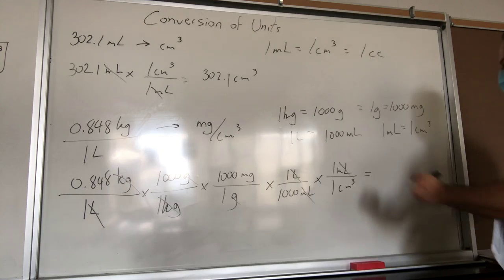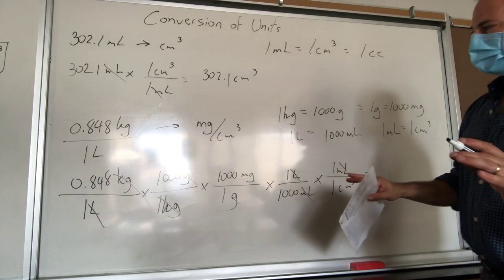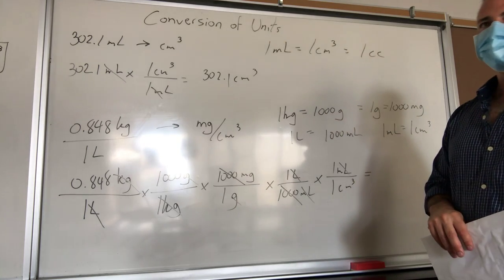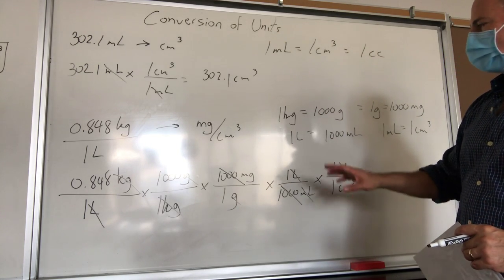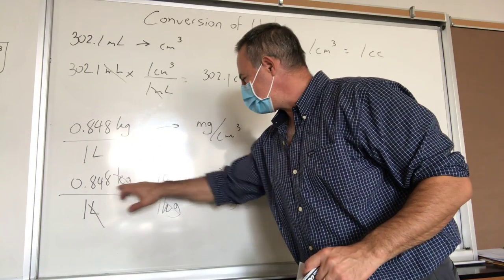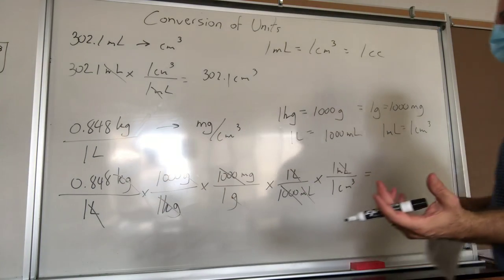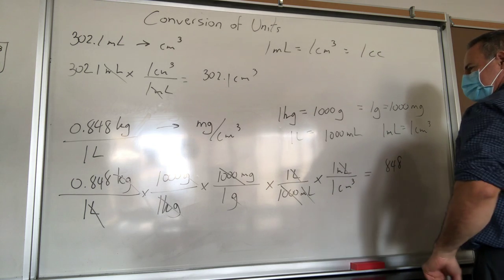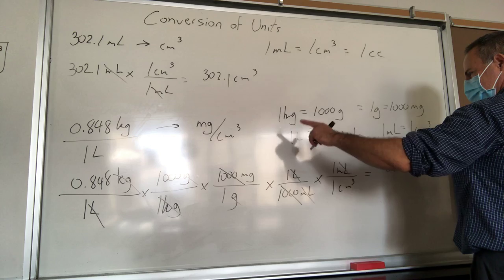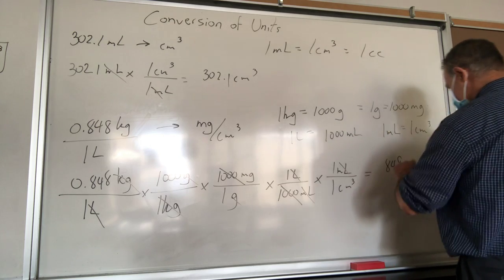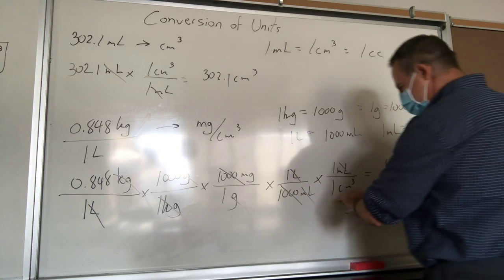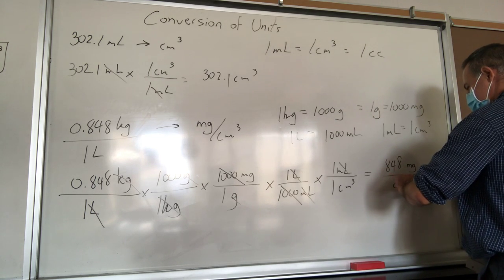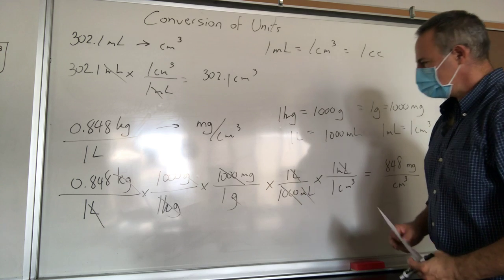So now we do the numbers. But let's not give ourselves too much work. Look at this. 1,000 cancels with 1,000. So you don't have to worry about that. That's gone. So what hasn't canceled? The 0.848 and the 1,000. So 1,000 times 0.848 gives you 848. And the units that are left over are milligrams on top and centimeters cubed on the bottom. Everything else is canceled or is a 1, so you don't worry about 1s. Okay, so there's your final answer.